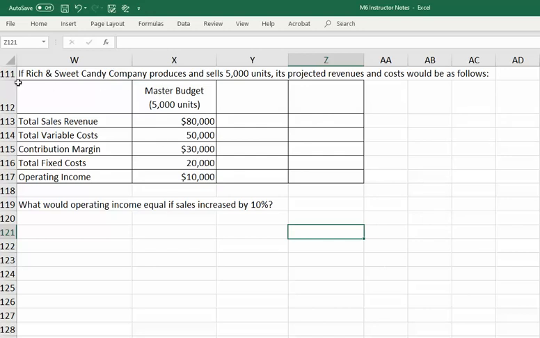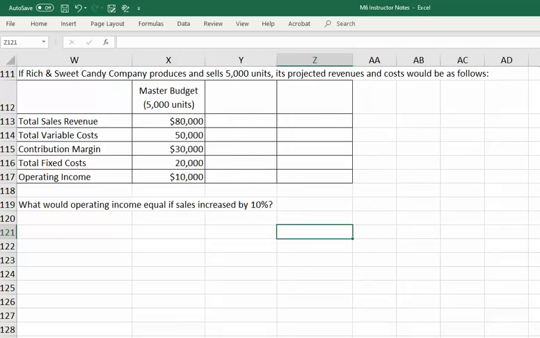Okay, in this example, we have a company that plans on producing 5,000 units. And with that, this is what their pro forma income statement looks like. In other words, sales minus your variable cost equals your contribution margin minus your fixed cost equals your operating income. Now, this question is asking what would our operating income be if sales increased by 10%?